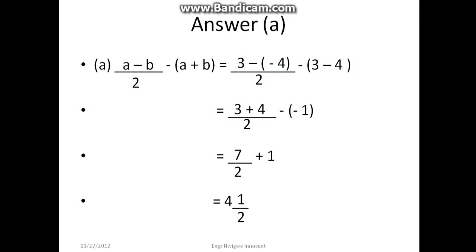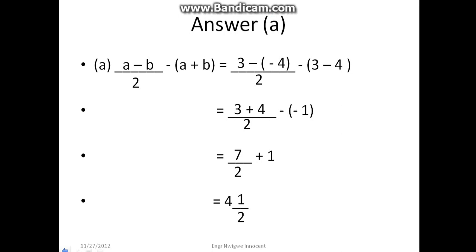Which will now become 1 whole number 7 over 2, which is the same thing as 2 times 1 is 2. 2 plus 7 will give us 9. 9 over 2 is the same thing as 4 whole number 1 over 2, because if we times 2 by 4 it will give us 8, and add it with 1, which now becomes 9 over 2.